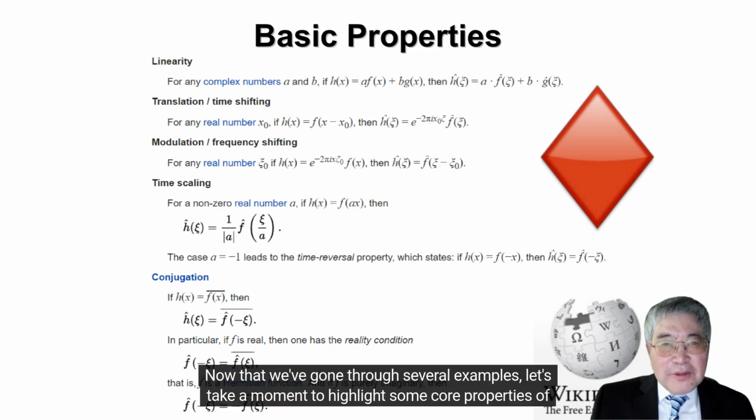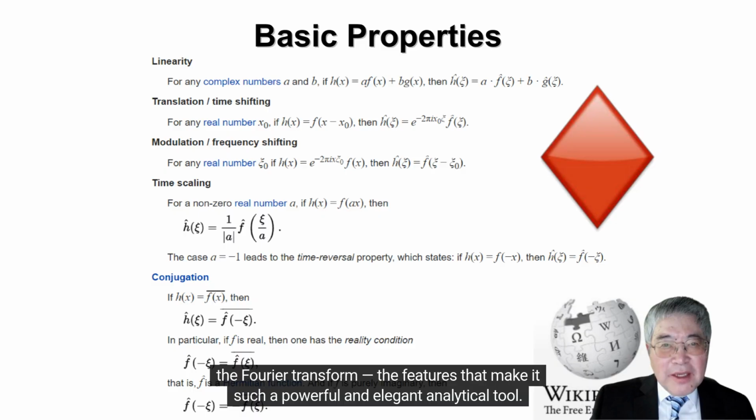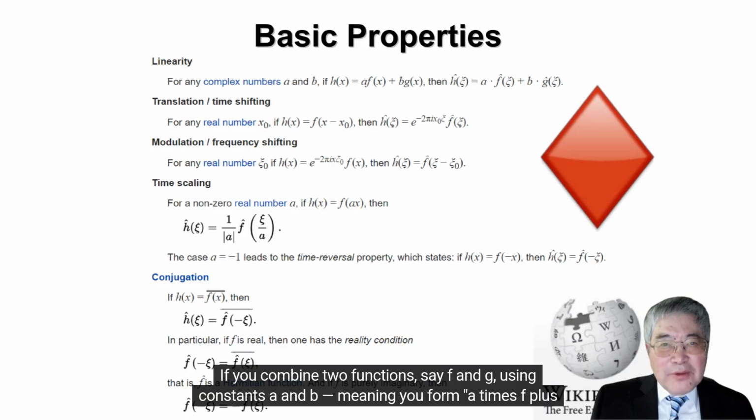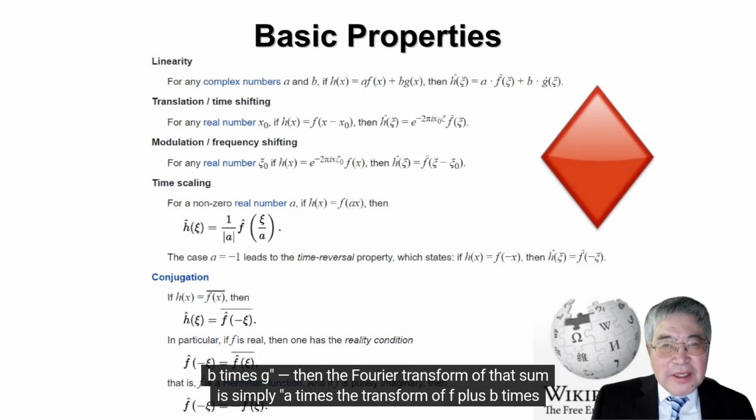Now that we've gone through several examples, let's take a moment to highlight some core properties of the Fourier transform, the features that make it such a powerful and elegant analytical tool. We begin with linearity. If you combine two functions, say f and g, using constants a and b, meaning you form a times f plus b times g, then the Fourier transform of that sum is simply a times the transform of f plus b times the transform of g.